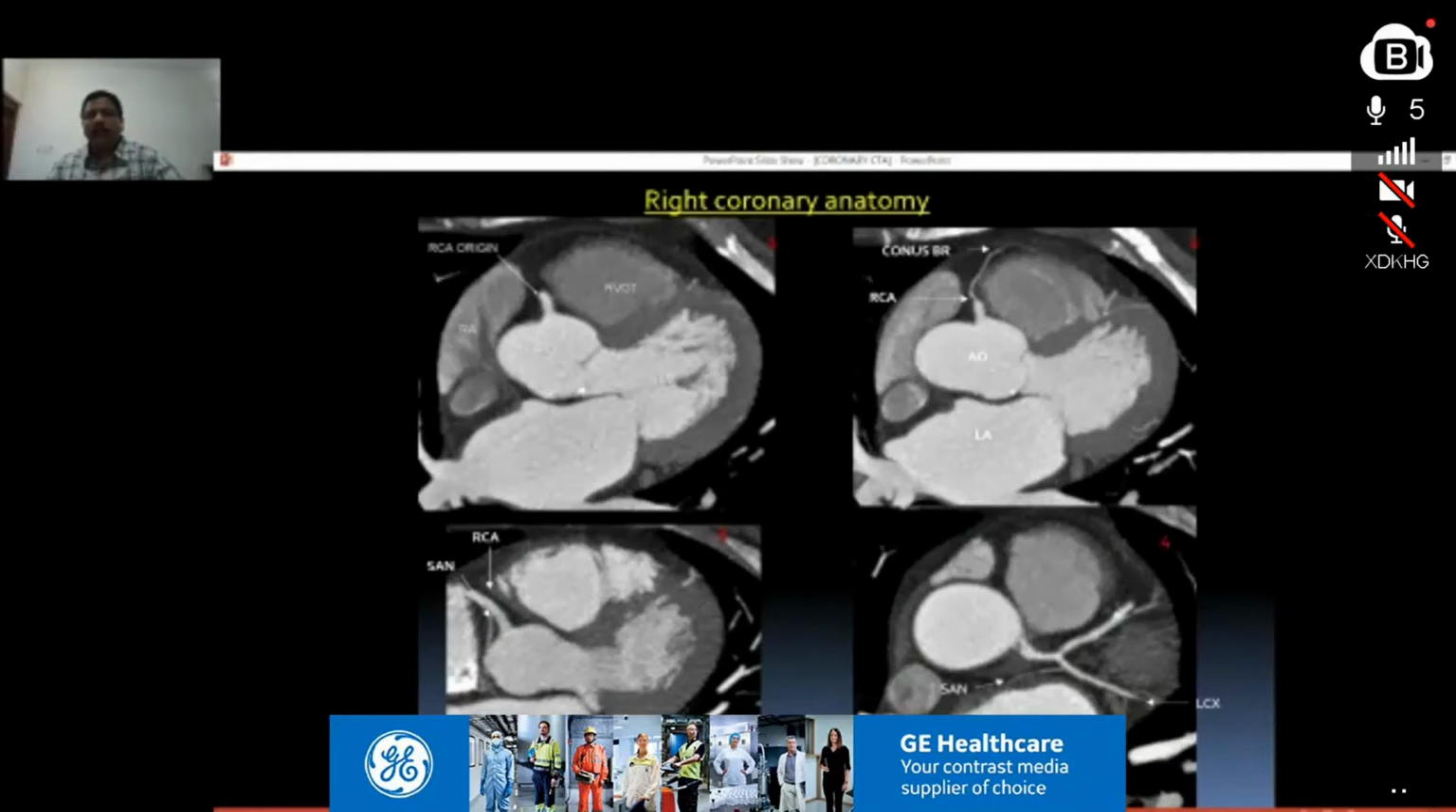The right coronary artery arises from the right anterior cusp. It gives a first branch which is called the conus branch. In 50% of the cases, the SA nodal branch may also arise from the RCA. And then as you go down, the RCA ascends into the atrioventricular groove, behind into the crux of the diaphragm, dividing into the PDA, the posterior descending artery, and the posterior lateral ventricular branch.